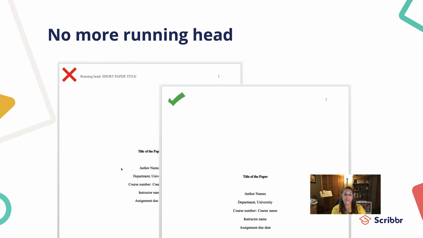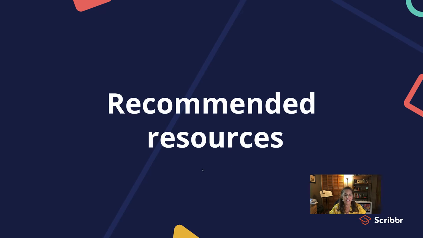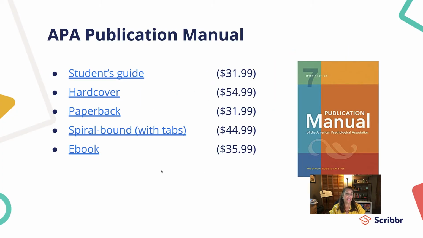So again, back to this notion of the professional paper versus the student paper. The student paper no longer has a running head whatsoever, which, yay, students are saved from the running head because they hate that anyway. The professional paper, however, does still have a running head, and I want you to be aware of that, and I'll show you an example in a little bit here. We talked about the updated heading styles, and I went through those with you, so I think you're pretty good on those. And let's see, these are just some recommended resources if you need them.